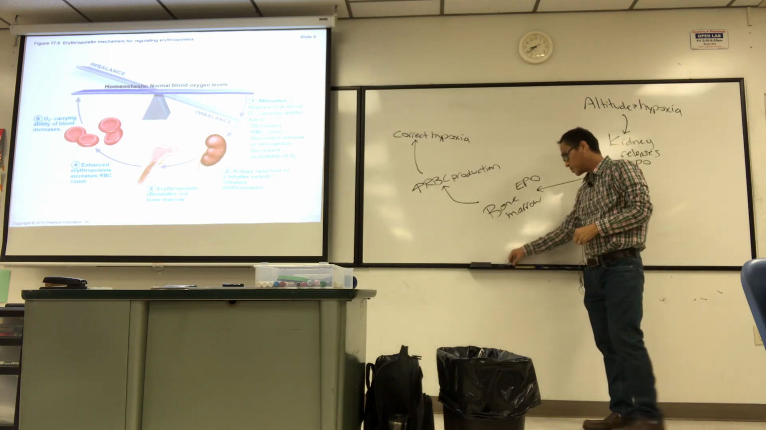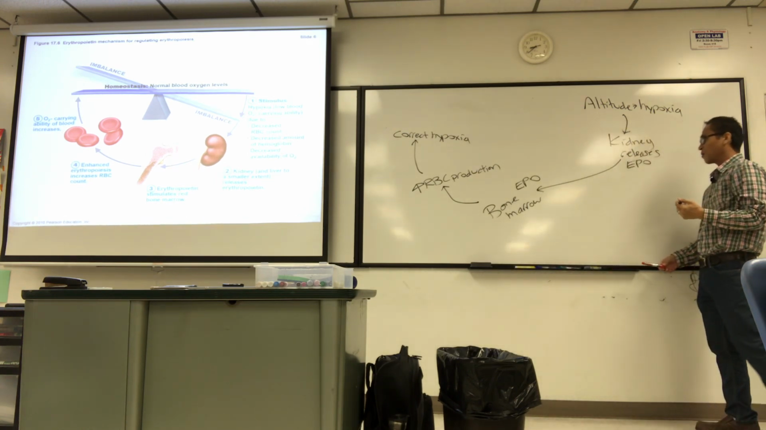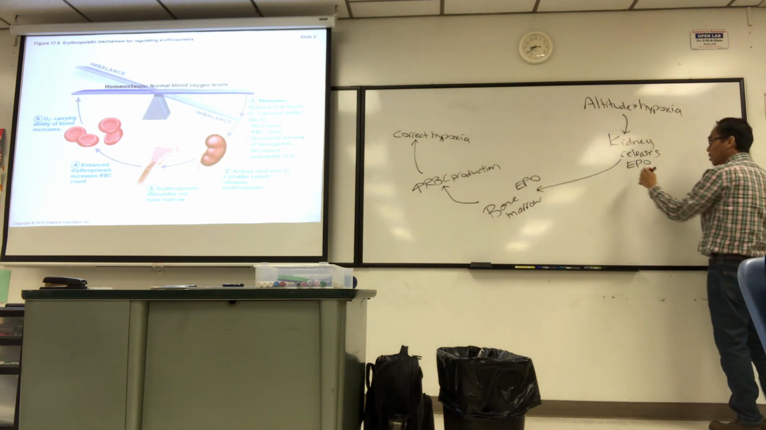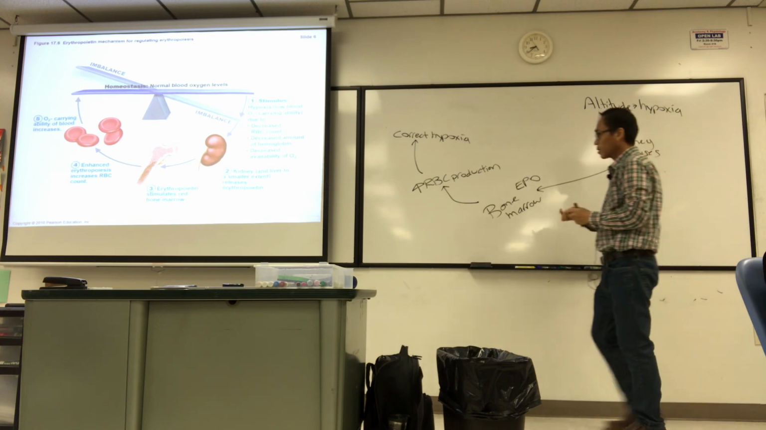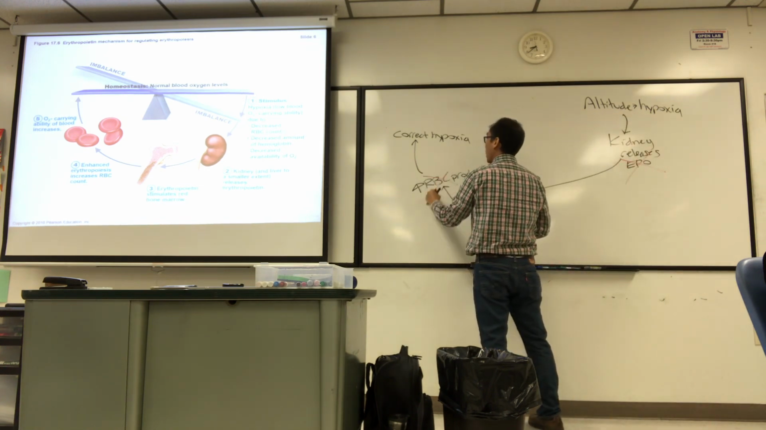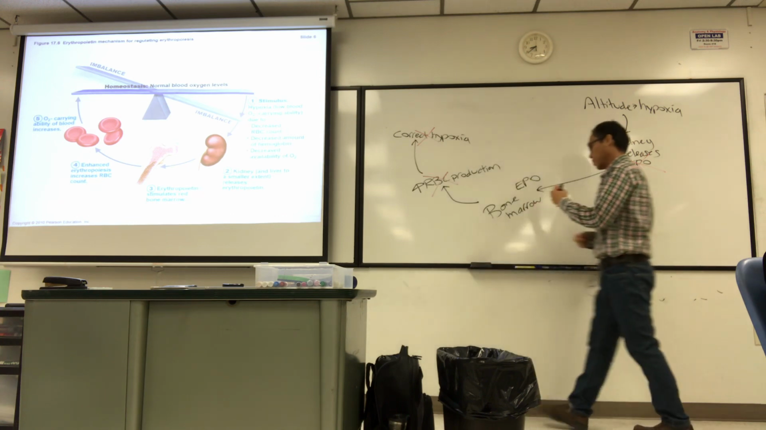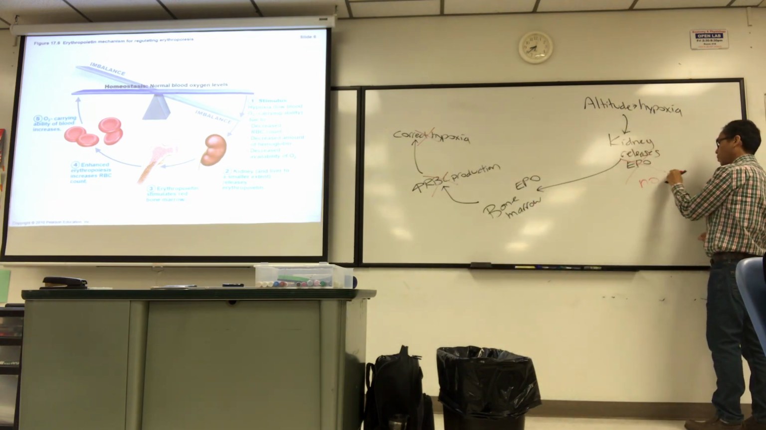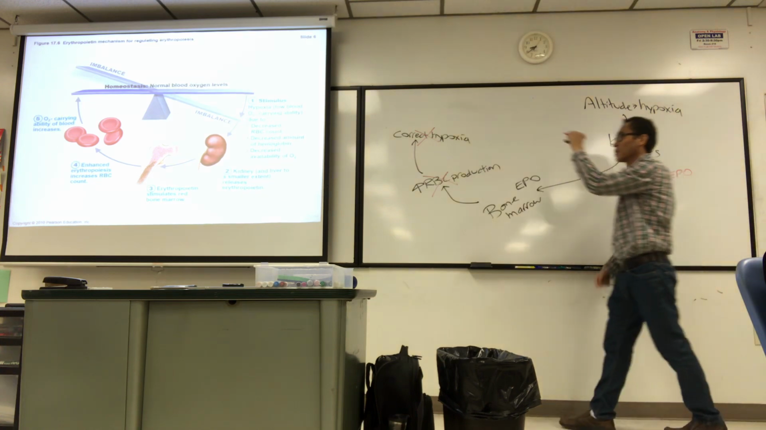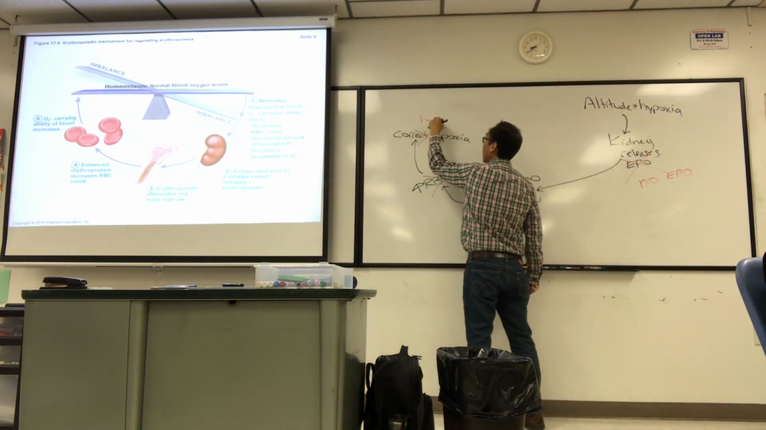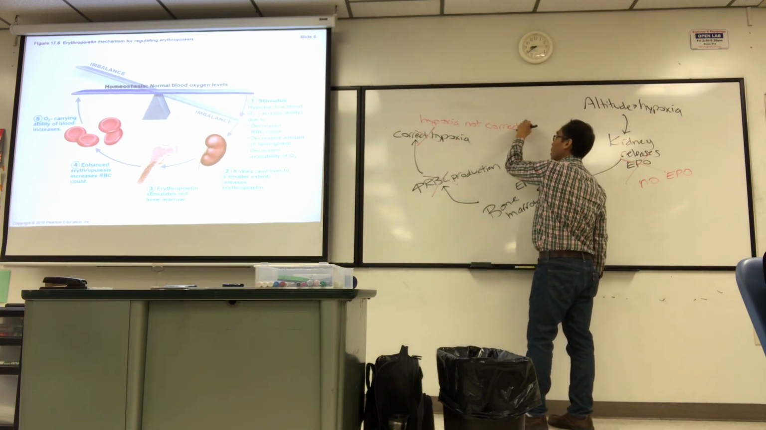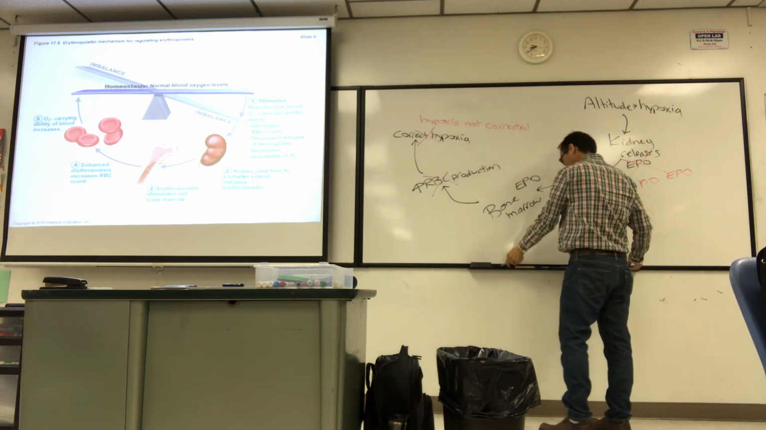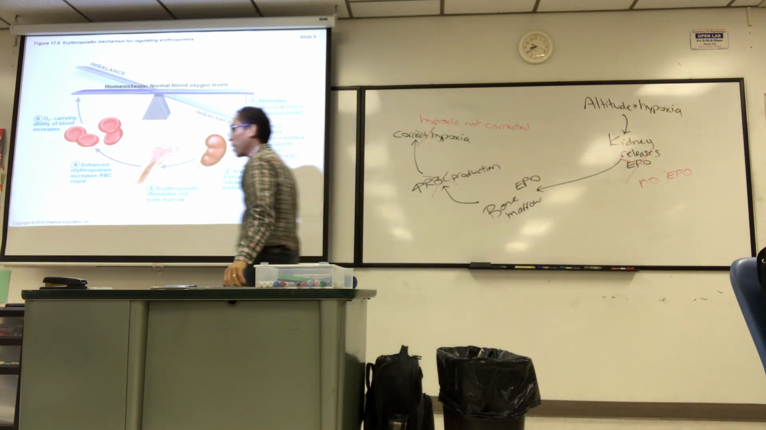The thing about it is, let's say you have kidney failure or something, and for whatever reason, you don't have EPO. You do not correct hypoxia. With no EPO, you don't do that. So with no erythropoietin, for whatever reason, hypoxia not corrected. So there's synthetic EPO, so you can kind of get help.